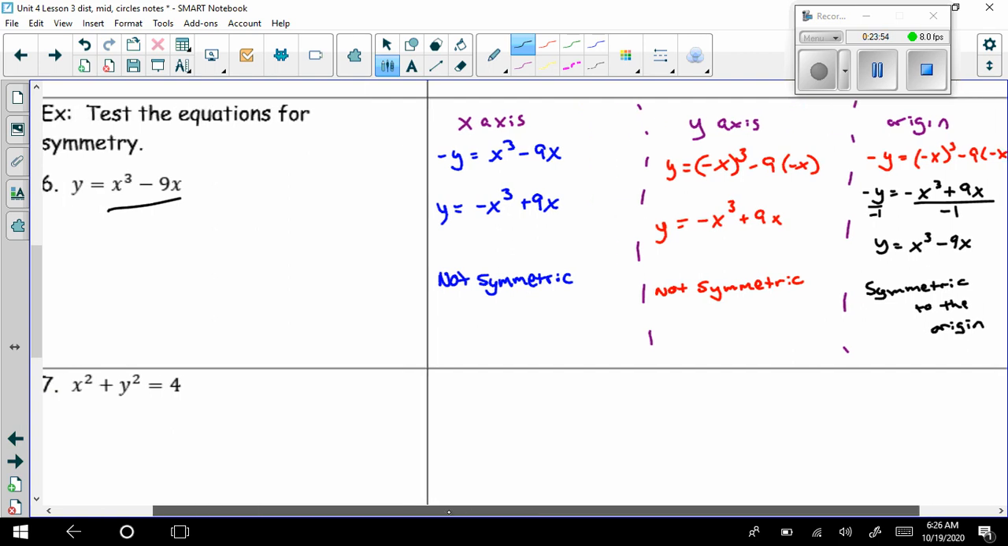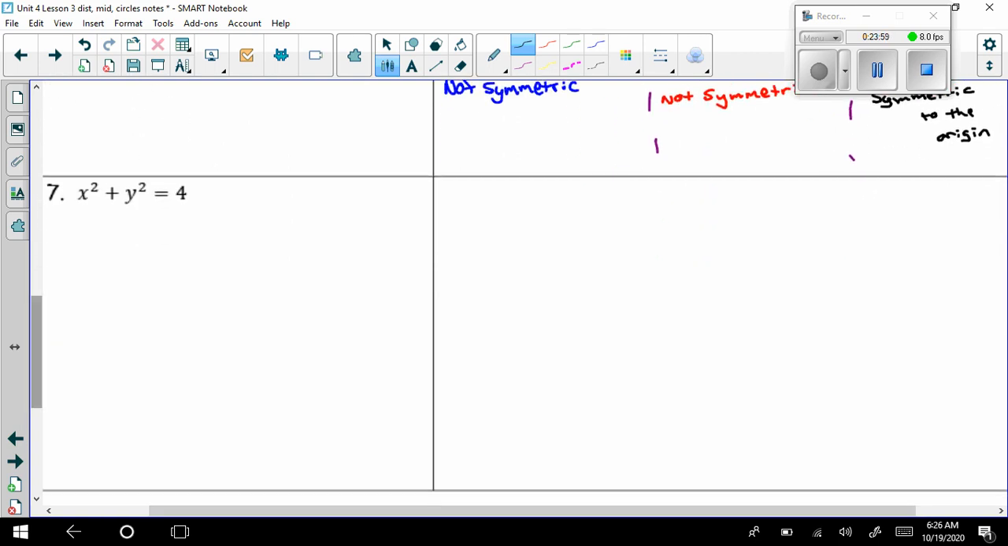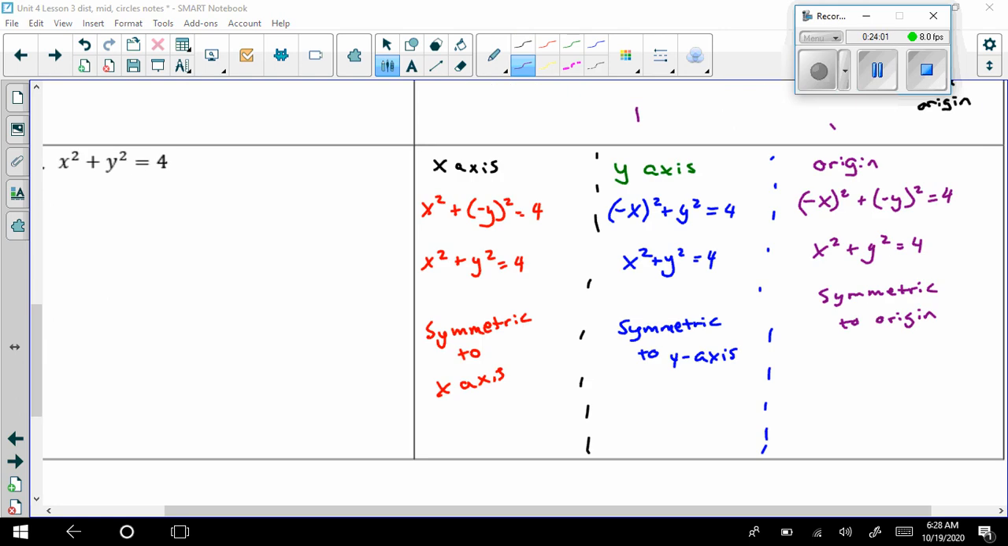Right, and that's how you test for symmetry. Go ahead and try this second one on your own. Okay, hopefully you saw here that this one is symmetric to all three, the x-axis, y-axis, and origin. That has to do with how squares affect numbers when you square them. So they always turn out even, or positive, excuse me.